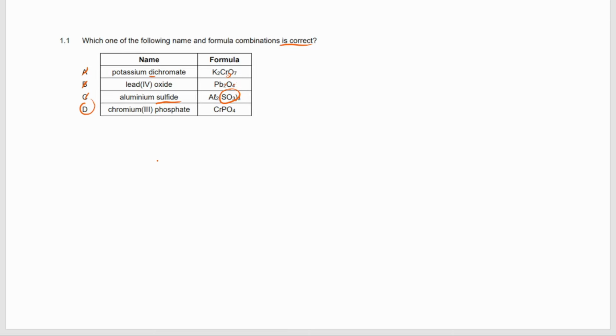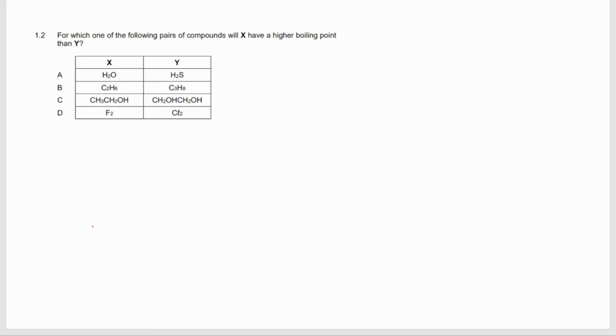So I know it looks weird, right? Because you say, okay, where's the 3? Shouldn't there be a 3 here? Don't let that confuse you, right? Because the valency of chromium, they tell us in stock notation, is 3, and phosphate, we should also know the valency of phosphate is 3. So that's exactly how it would look over there. So 1.1 is D. Which of the following pairs of compounds will X have a higher boiling point than Y?